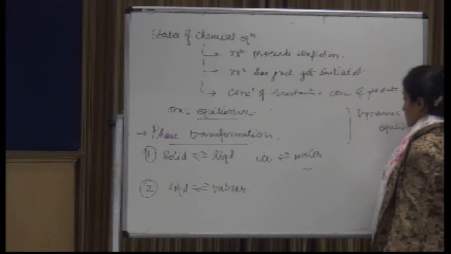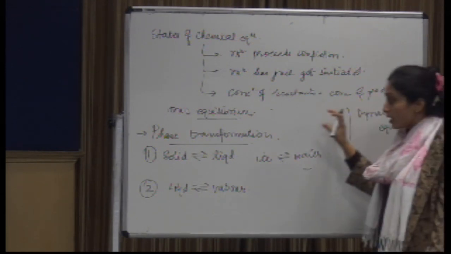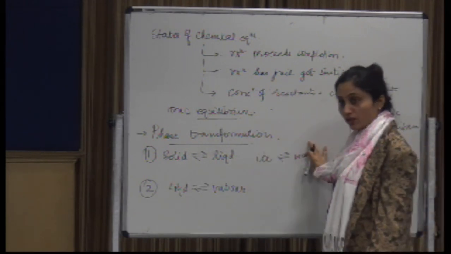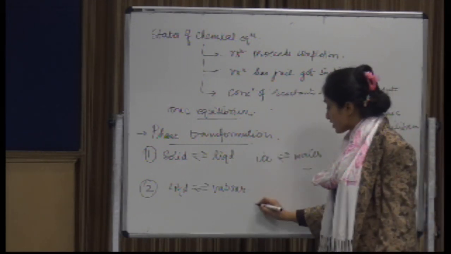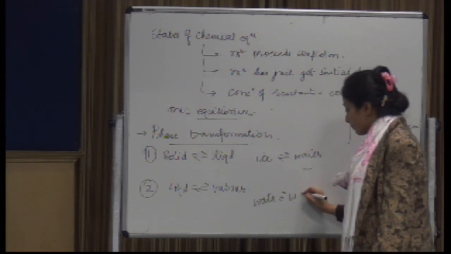Dynamic equilibrium. Say if I talk about my hand being in equilibrium with this stand, then in that case I'll say it's a static equilibrium. Why? Because there is no exchange between the two. Whereas when I'm talking about the equilibrium between ice and water or any other state, here in this case I'll talk about the equilibrium of water with water vapor.